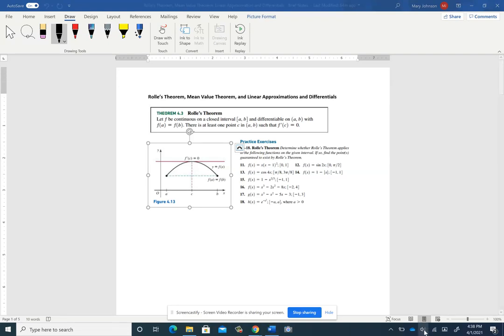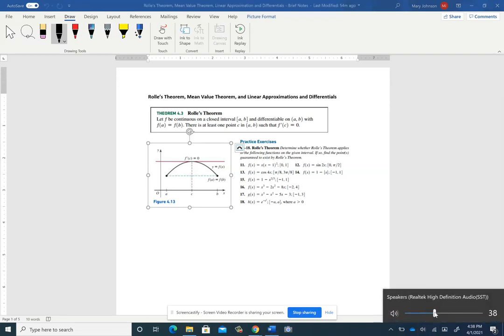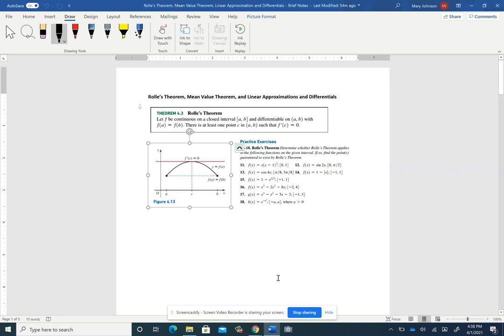Okay, so in this video, we're going to be continuing what we started in class. So I want to look at Rolle's theorem, the mean value theorem, linear approximation, and differentials. All right, so here are just a few additional things that we can look at now that you know how to do a derivative.